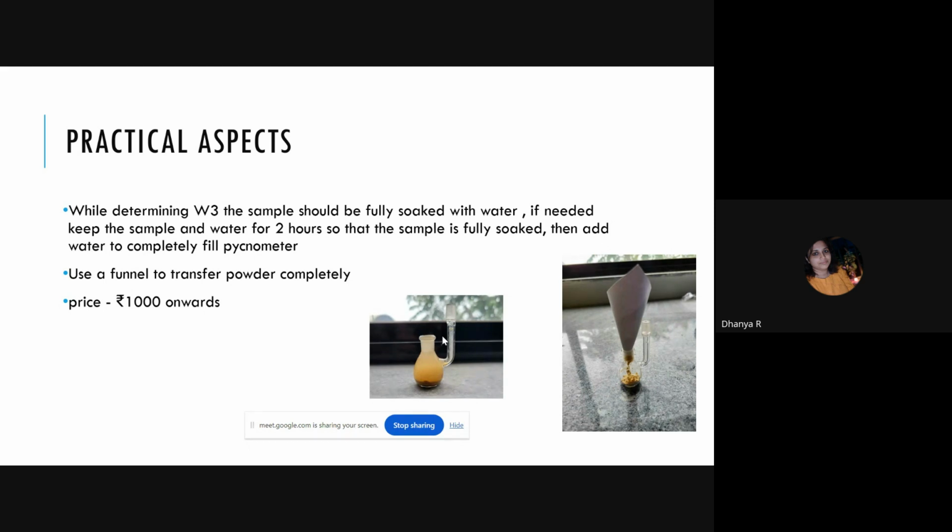पिक्नोमीटर को हमेशा फुली फिल करना है. Then use a funnel, पाउडर नीचे ना गिरे इसके लिए funnel use कर सकते हैं, glass funnel, नहीं तो paper funnels भी use कर सकते हैं. Pycnometer usually comes around 1000 rupees, 1000 to 1500 में आता है. सिग्मा-रिच जैसे बड़े कंपनीज का 9000, मीन्स 1000 onwards ऐसे बोल सकते हैं.